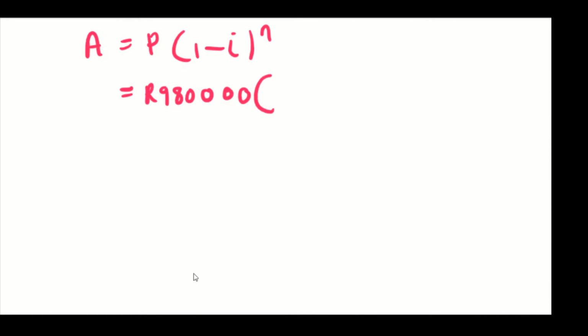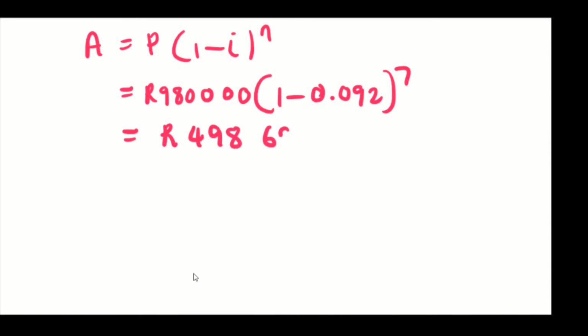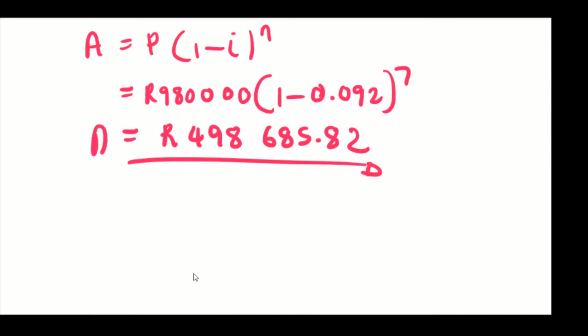So what we have is our reducing balance of A equals P into 1 minus i to the power of n, and the amount of the tractor is 980,000, right, into 1 minus the depreciation rate of 0.092 to the power of 7 years. And what we're gonna get is 498,685.82. So this is the amount of the tractor in 7 years.